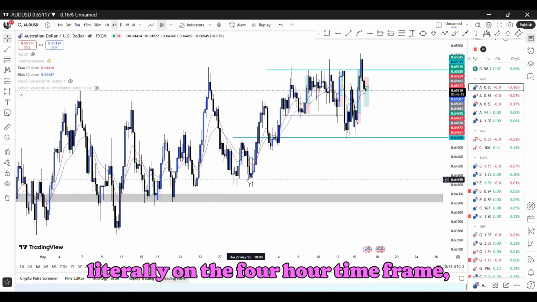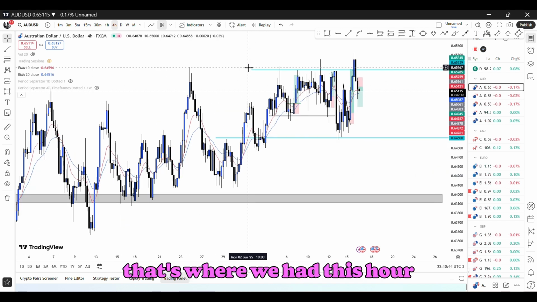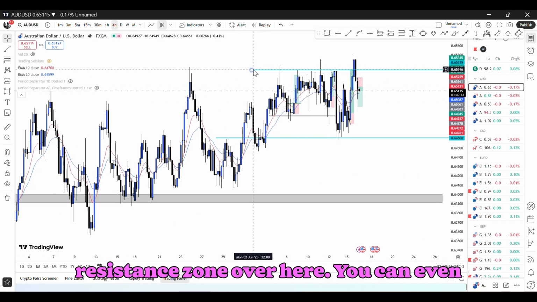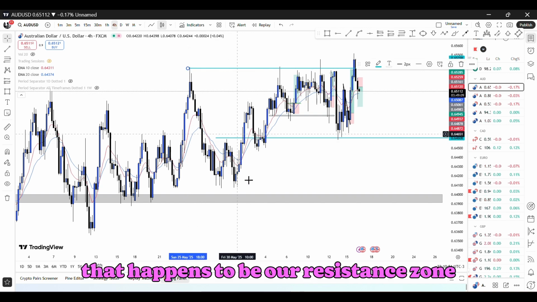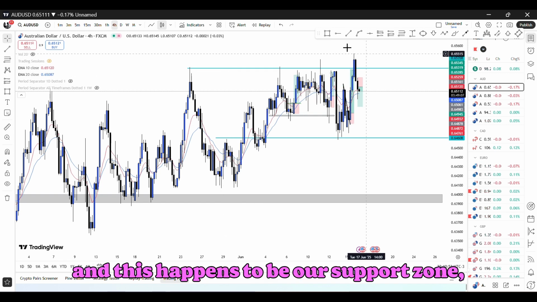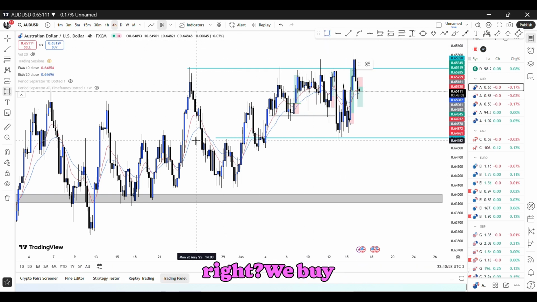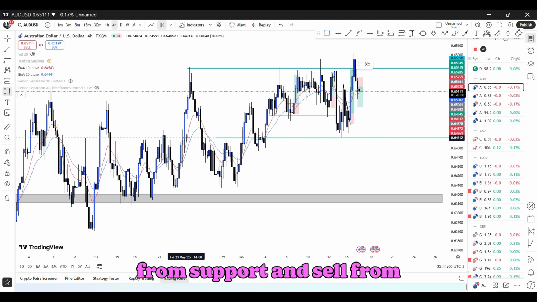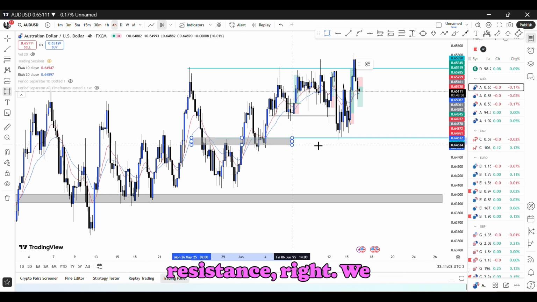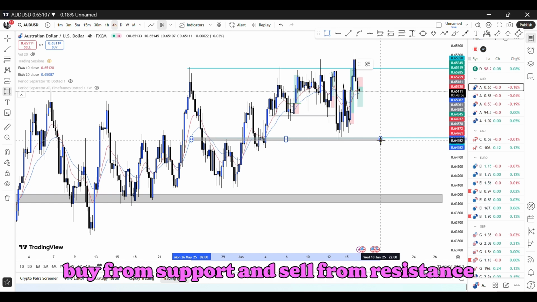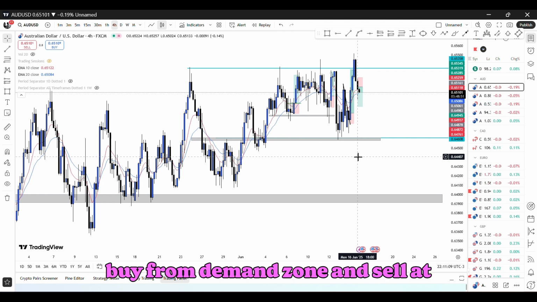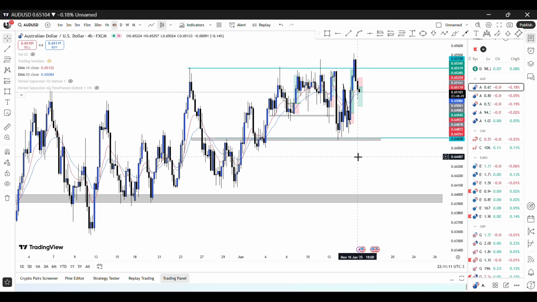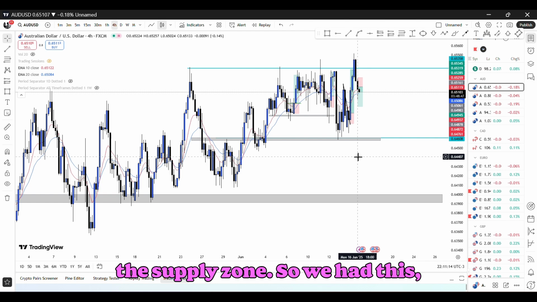Literally on the 4 hour time frame, that's where we had our resistance zone over here. You can even extend it all the way here. That happens to be our resistance zone, and this here happens to be our support zone. We buy from support and sell from resistance, or we buy from demand zone and sell at the supply zone.